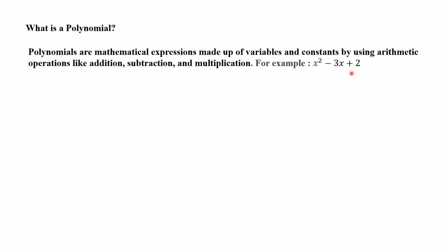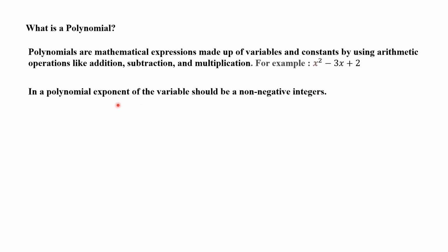And they are connected through, if you see 3x, it is connected through multiplication, then there is a subtraction, there is an addition, okay. And you can see this polynomial has three terms. First term is x square, second term is minus 3x and third term is 2. So this is a polynomial.